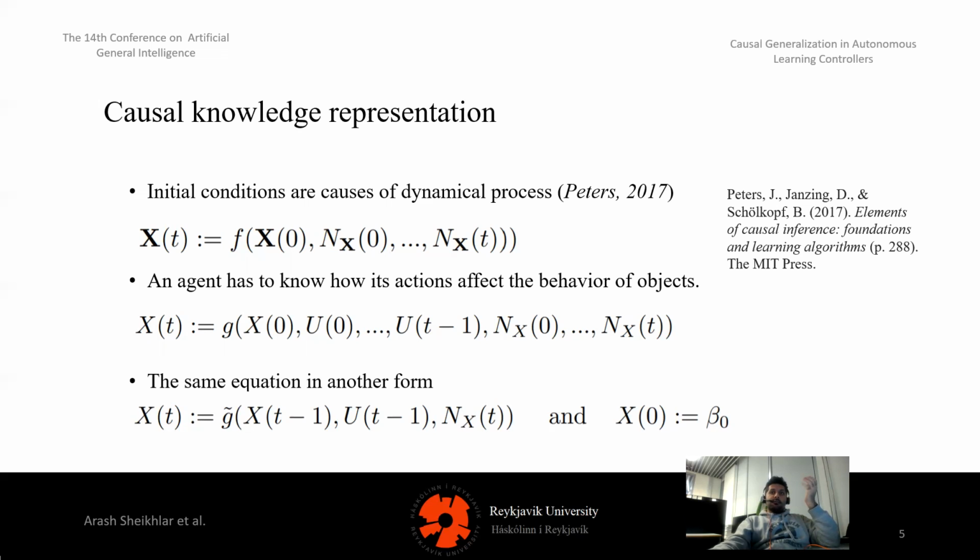In fact, the second equation shows that the state of an object now is not only dependent on its initial condition, but also on the inputs of the agent. And these n terms are, in fact, the noises of observation. And the third equation is the incremental form of the second equation. And you can obtain one from the other very simply.